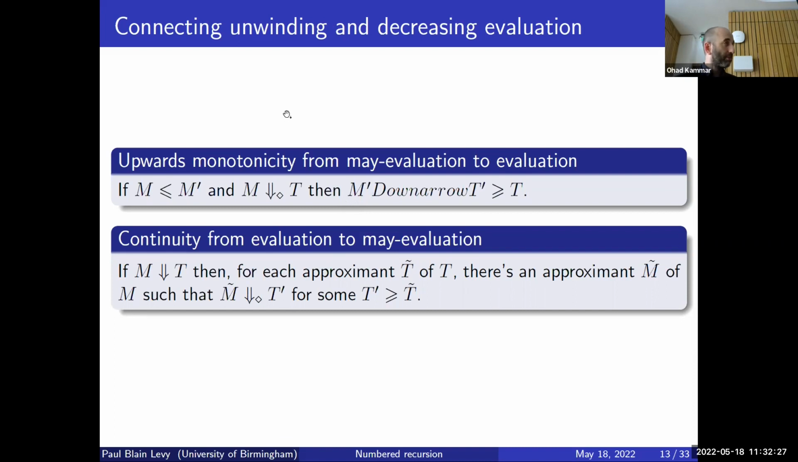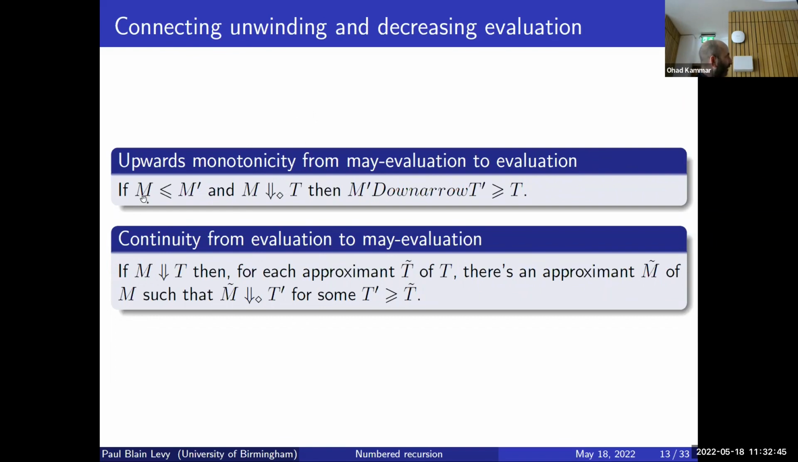We haven't got to the must part yet. I'll come to that next. But already I want to connect the unwinding and the decreasing way, because these two results are crucial for the proof of adequacy, the whole adequacy theory. The relation between unwinding and decreasing.